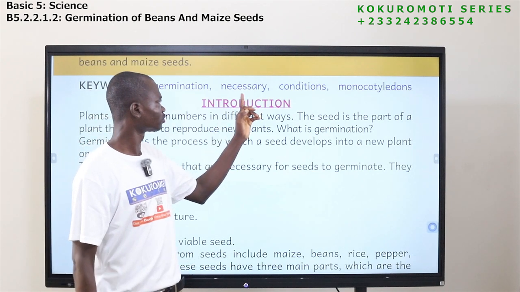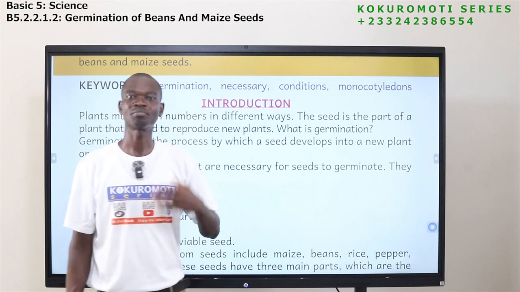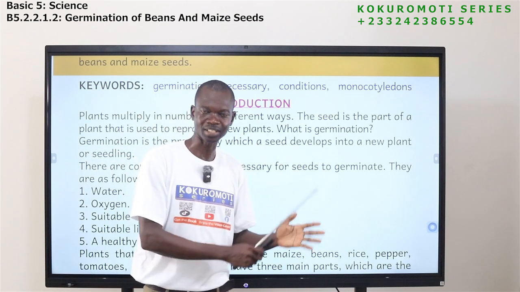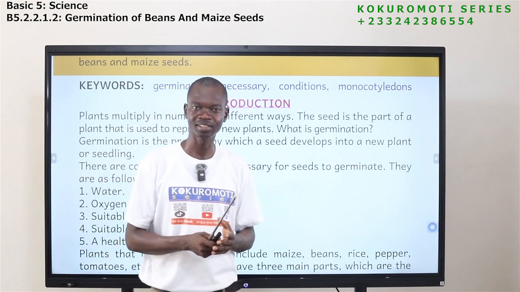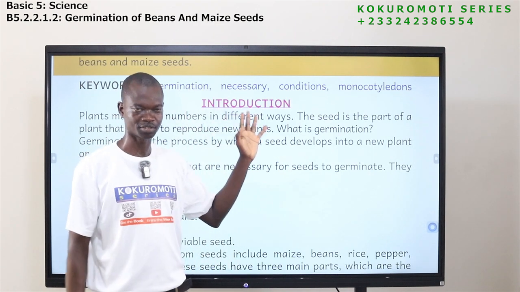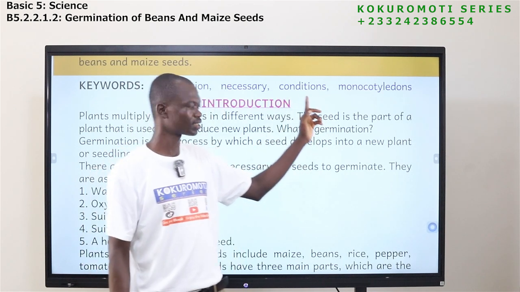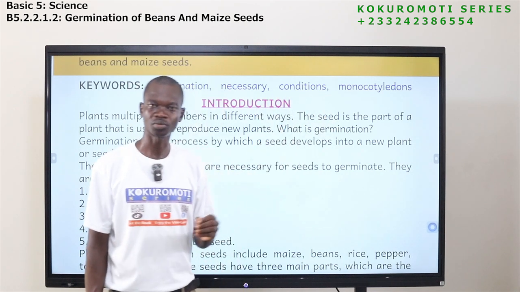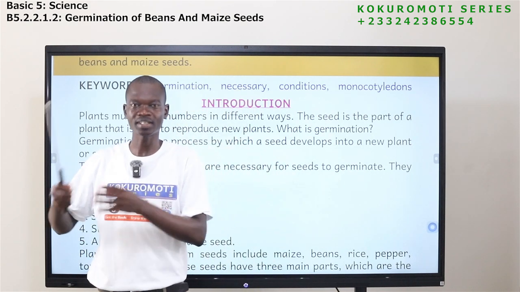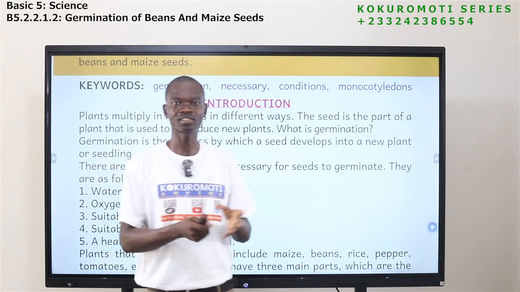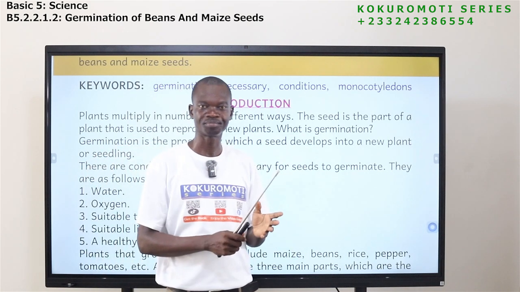The next one is necessary. Necessary means important. Something that is essential, something that you cannot do away with. That is necessary. The next word is conditions. Conditions means the state of something, the circumstances that we can find something in. So conditions of something, we are talking about the state of something.